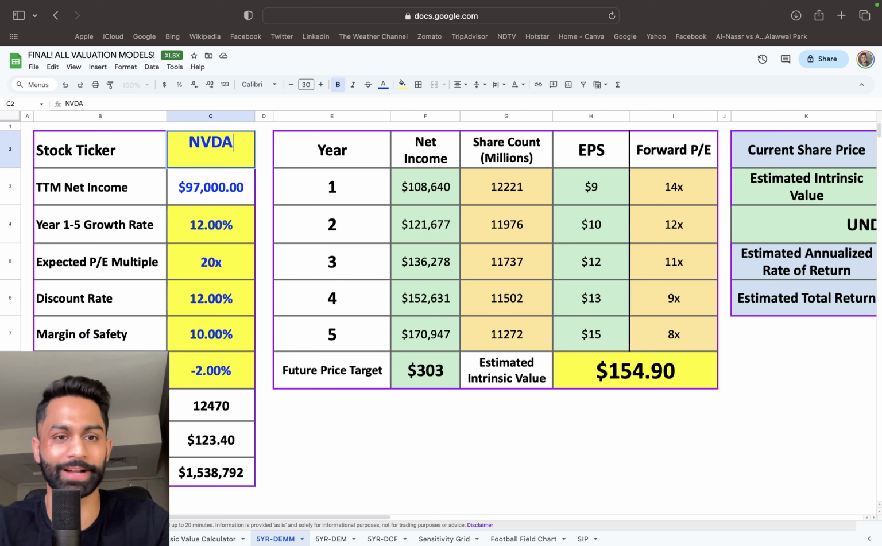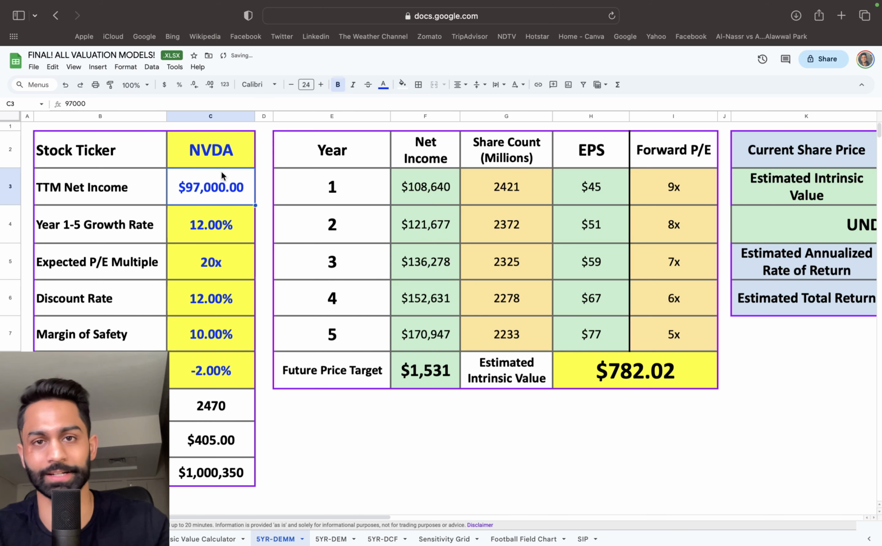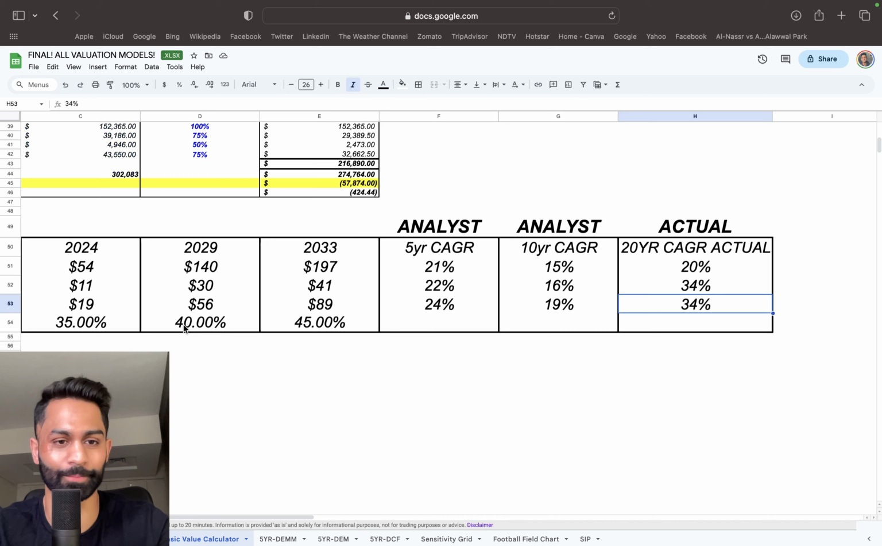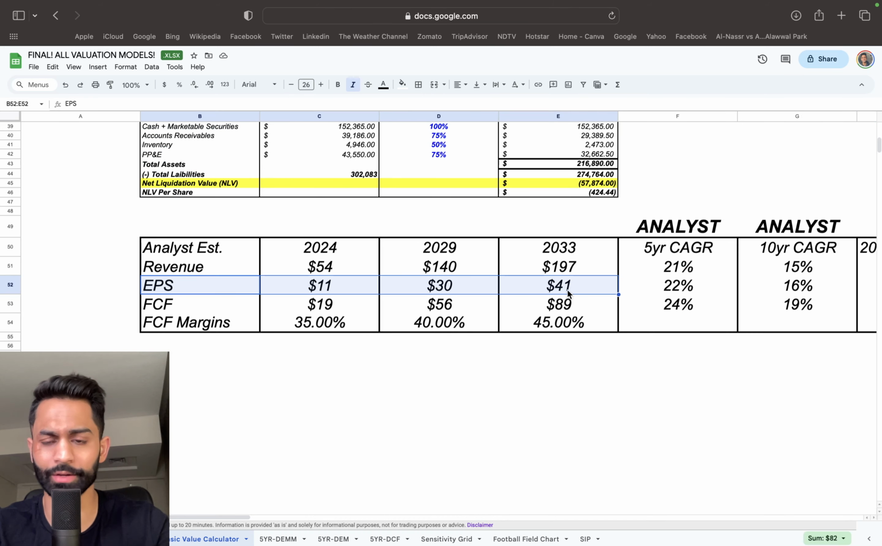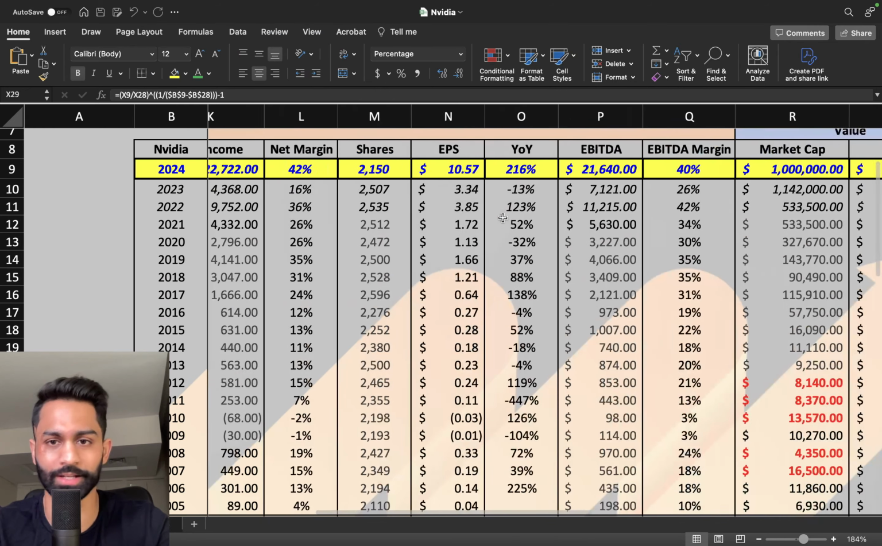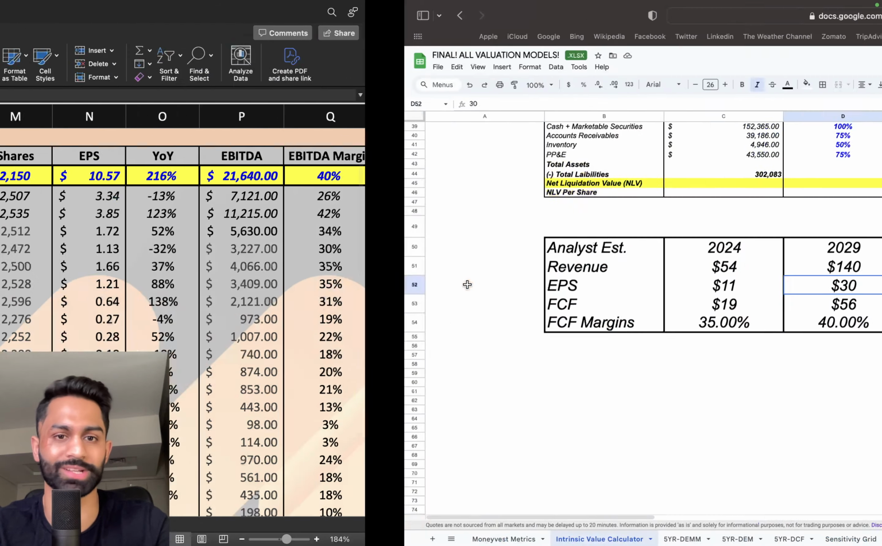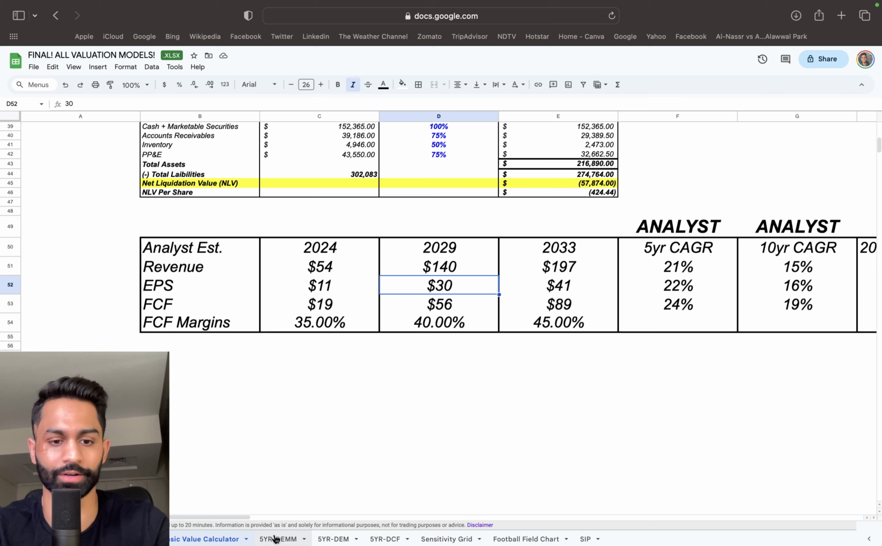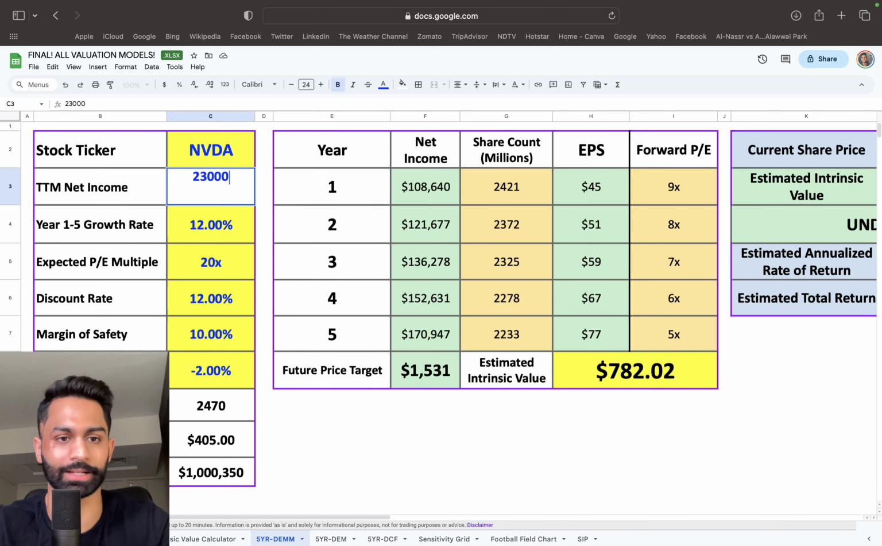So let's go back to our different model. This discounted earnings multiple model. So trailing 12-month net income. So we are looking at an EPS of about $9, so net income is going to be close to 22.7 billion. So let's just round it up to $23 billion is going to be that number. So we're going to plug that in.